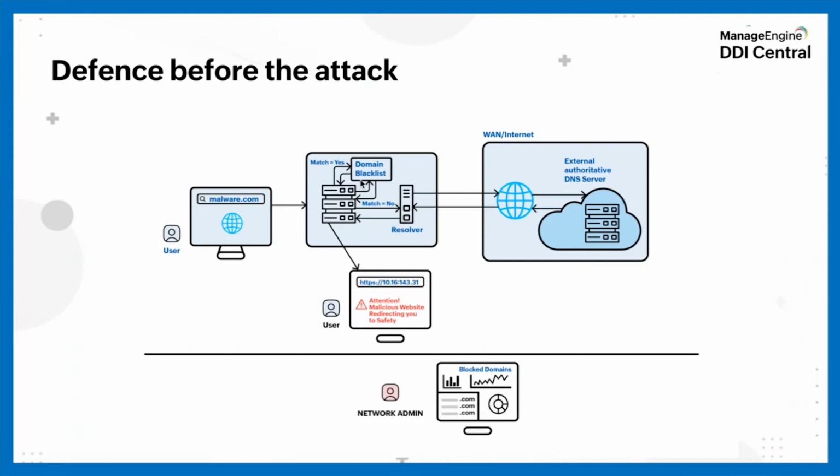Before the resolver can provide the actual IP address, it checks the domains against this blacklist. If there is a match on the blacklist, the resolver does not proceed to fetch the real IP address from the external authoritative DNS server. Instead of connecting to the malicious site, the user is redirected to a safety page, just like the one shown here. So let's see how domain blocking is implemented in DDI Central.